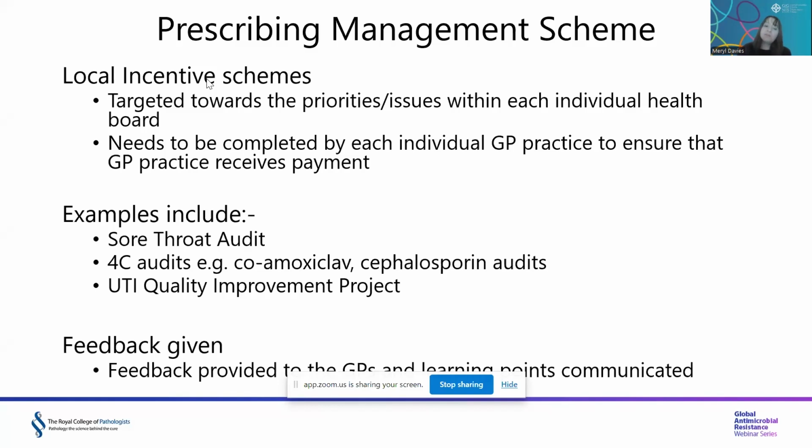And then the feedback is provided to the GPs and learning points communicated so that hopefully that continuous learning happens and that there's a continuous improvement in antimicrobial stewardship and prescribing of antibiotics in primary care.